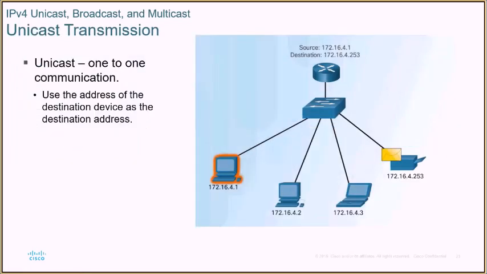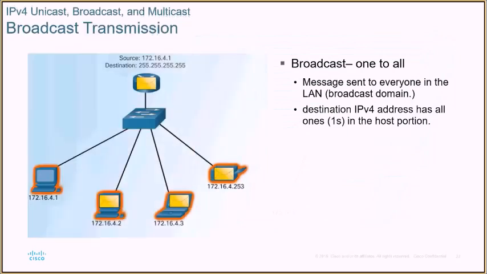A unicast packet, of course, will have the source IP address of the host that sent it and the destination of that particular host that it wants to talk to. So it's all very simple, easy to get along with.